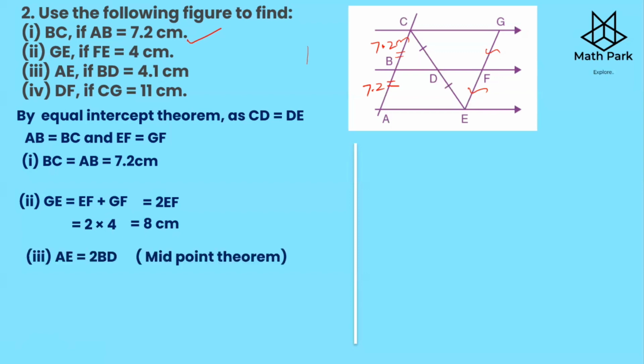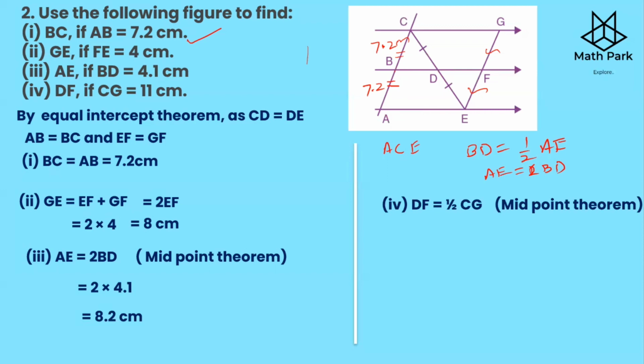Third one, finding AE. Now AE is equal to 2BD by midpoint theorem. So if you consider triangle ACE, where B is the midpoint of AC and D is the midpoint of CE, then BD is equal to half of the third side AE, or you can say that AE is equal to 2BD. Now BD is given to you as 4.1, so AE is equal to 2 times 4.1, which is 8.2 centimeter.